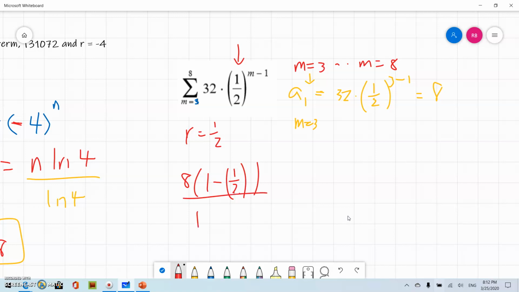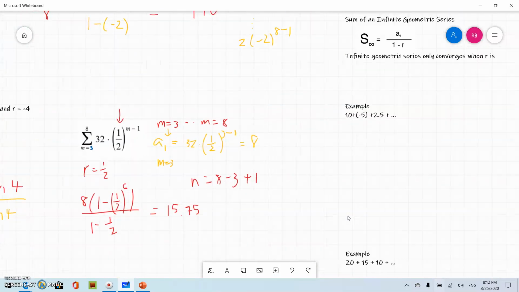But how many terms are in between 3 and 8? It's n is 8 minus 3 plus 1, right? So there are 6 terms: 3, 4, 5, 6, 7, 8, right? And then you plug this into the calculator. Then it's 15.75. So you can solve it this way, just like the arithmetic series. So yeah, that's the summation.